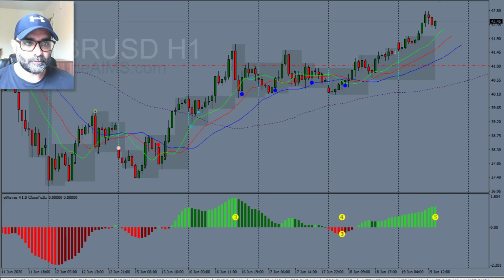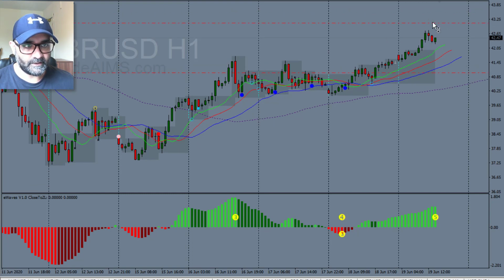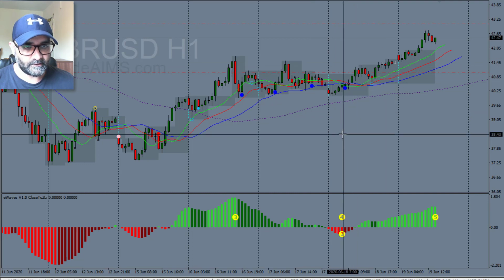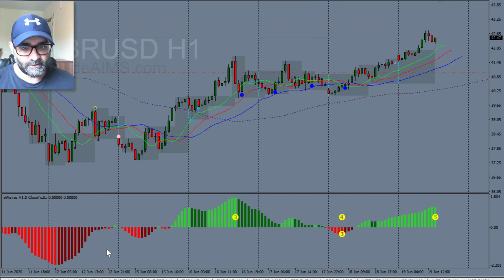Okay, so let's start with showing you the trade that is already going on. Stop loss is at break even and it's very near its target point. Now the entry was made around here and it was based on the setup one, which means we see a wave 3 and a 4 and we hit wave 5. It's really as simple as that.